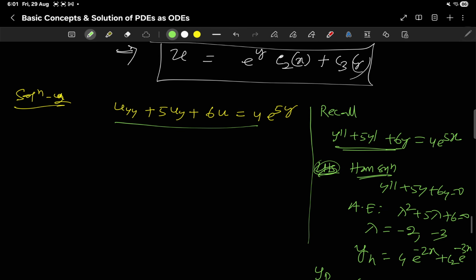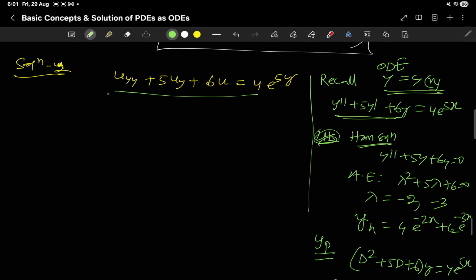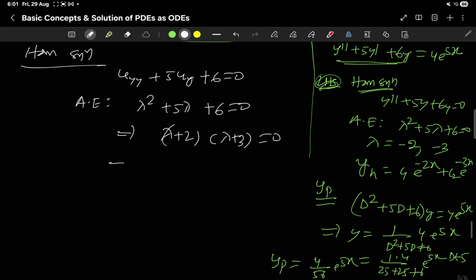So this is the corresponding ODE, where y is a function of x only, right? Here it is the same thing. What is your homogeneous solution? Your homogeneous equation is uyy plus 5uy plus 6u is equal to 0. What is your auxiliary equation? It is your lambda square plus 5 lambda plus 6 is equal to 0. So that means lambda plus 2 into lambda plus 3 is equal to 0, middle term factorization. So my lambda is equal to minus 2 and minus 3.